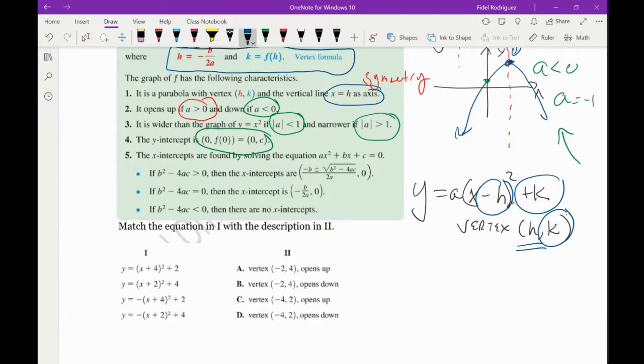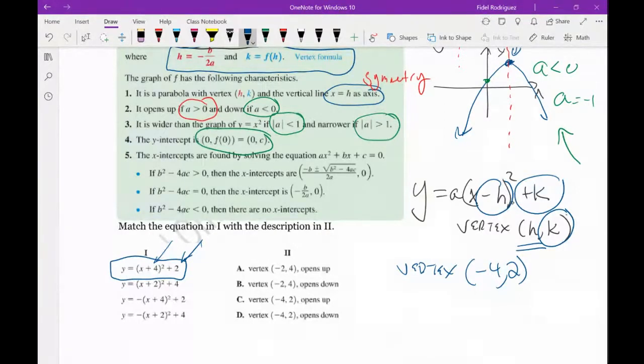So I'm going to look at this first equation right here and say, okay, can I find the vertex of that parabola? If I'm going to find the vertex of this parabola, I'm going to change the sign of that number. So instead of a positive 4, I'm going to use a negative 4. That number will stay the same, positive 2.